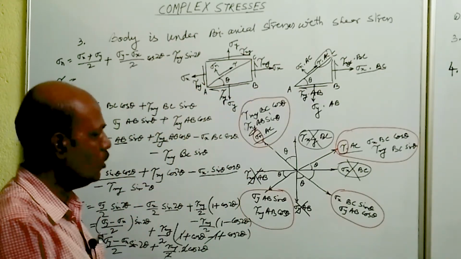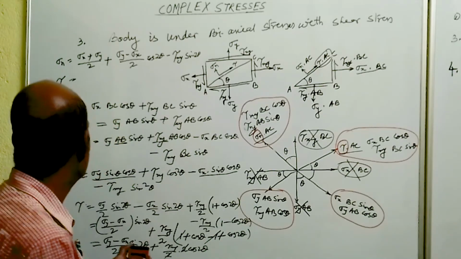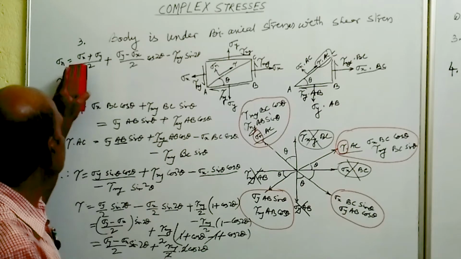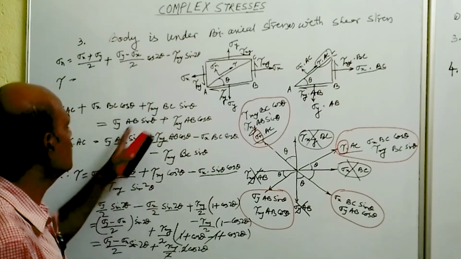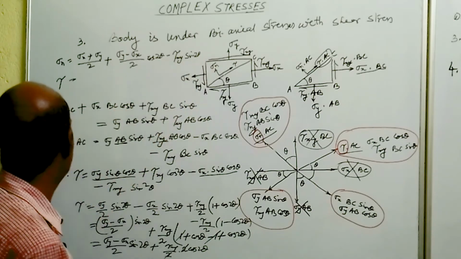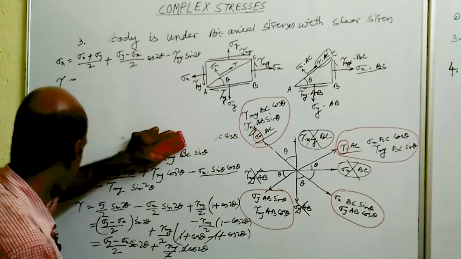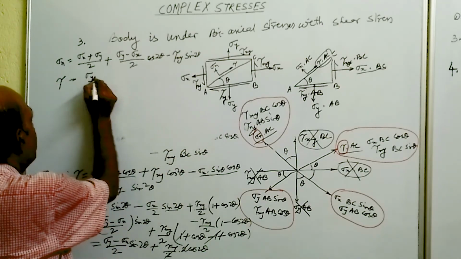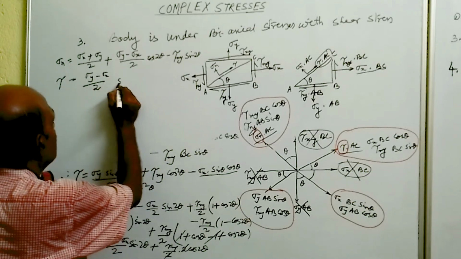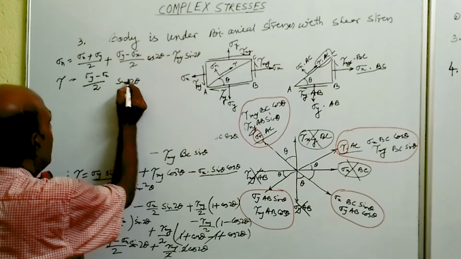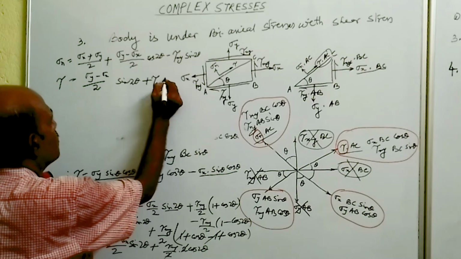So we have seen these two values, sigma n and tau. Sigma n is given by sigma x plus sigma y by 2 plus sigma y minus sigma x by 2 cos 2 theta minus tau xy sin 2 theta, and tau is given by sigma y minus sigma x by 2 sin 2 theta plus tau xy cos 2 theta.